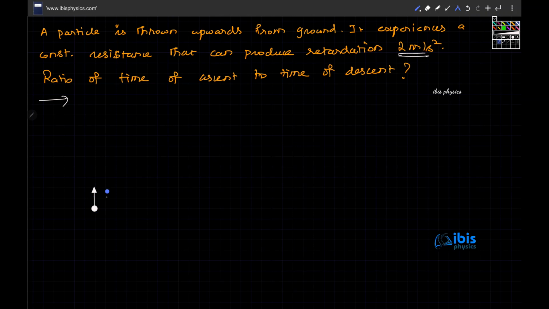The acceleration is always g downwards. When it goes up to a height h, suppose the distance traveled is h, here its velocity becomes 0, and in free fall, when it falls down, h is equal to half g t square. So the time of ascent and time of descent will be the same, but because it is a resistance force, it is always opposite to the direction of motion.